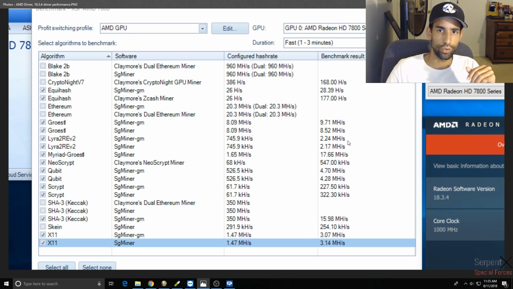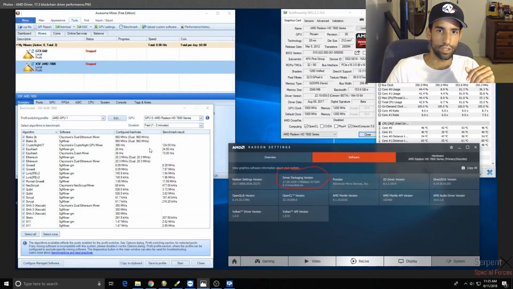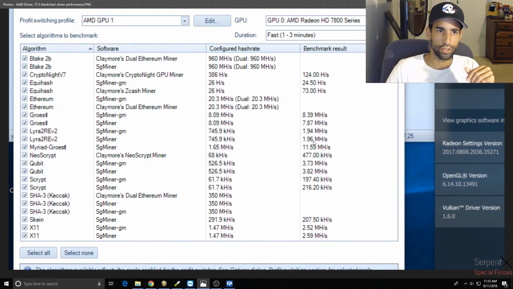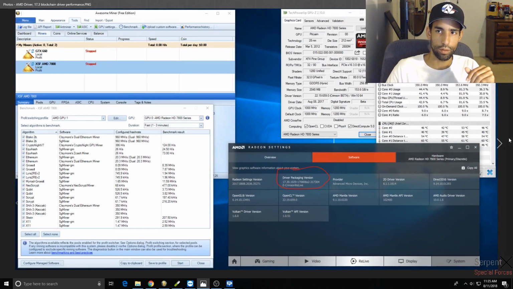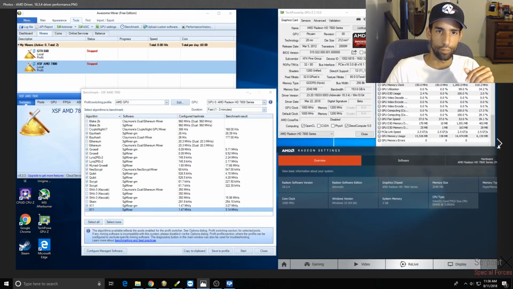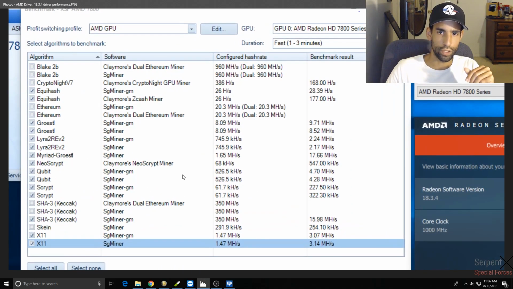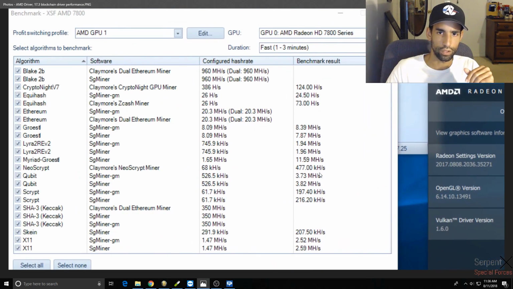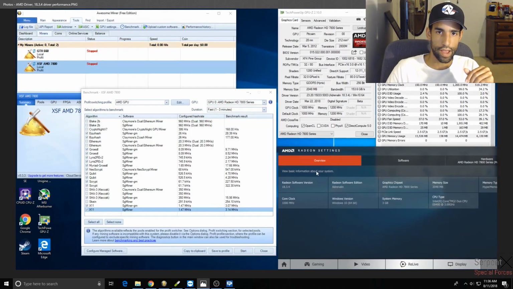Lyra2 Revision 2. So we're about 2.24, 2.17. So now let's go back to the compute driver. 1.94, 1.96. Okay, and that's with two different miners. So we're actually getting quite a decent boost performance-wise with the 18.3.4 driver. And then if we look at Qubit, 4.7, 4.28, and go back to the compute driver, we're getting 3.7, 3.82. So again, a decent hash rate increase.